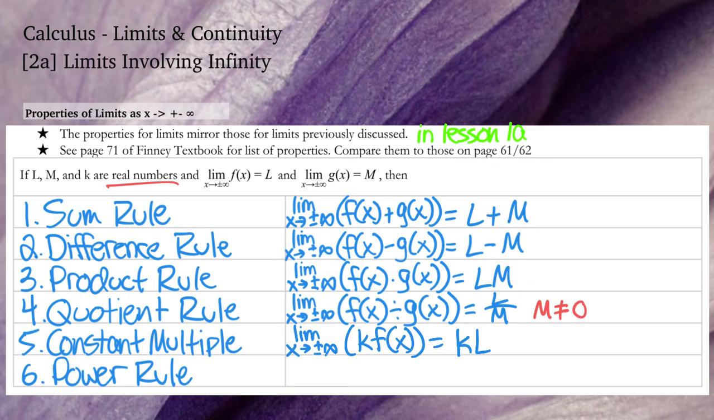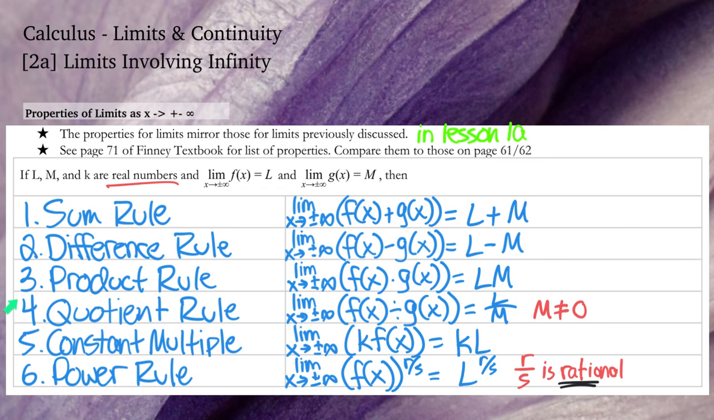And finally, the power rule. It states that if you take the limit of a function raised to a rational exponent, then the result is the limit of that function raised to that exponent. Remember, a rational number is simply a number that could be written as a ratio, like 2/3.